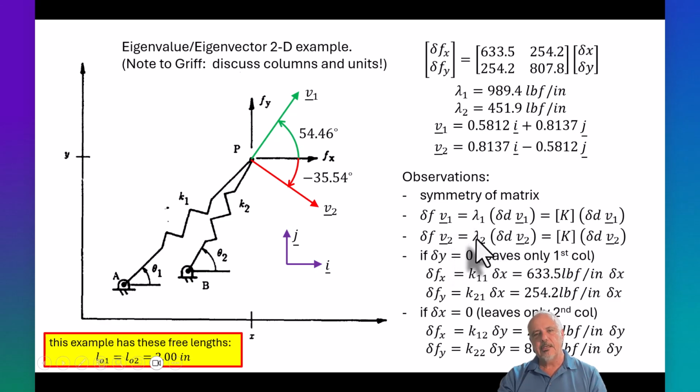Similarly for the second eigenvalue and its eigenvector. If I were to just set delta y equal to 0, that's going to pull out the first column, which is what I did in the first example I gave you. And if I were to say delta x is 0, that would only pull out the second column. Okay, and then remember in these examples that my free lengths were 2.